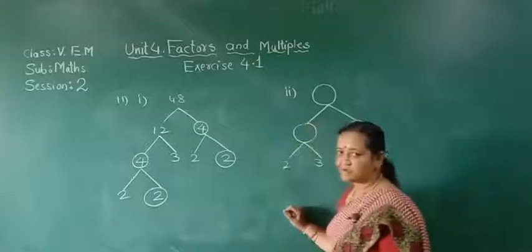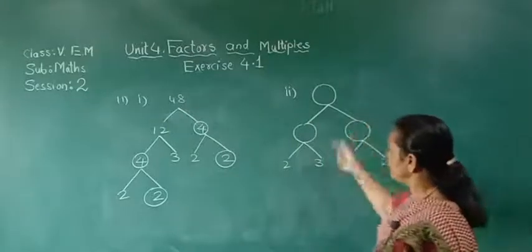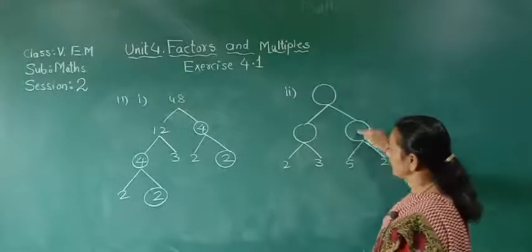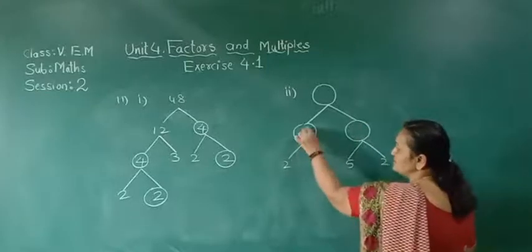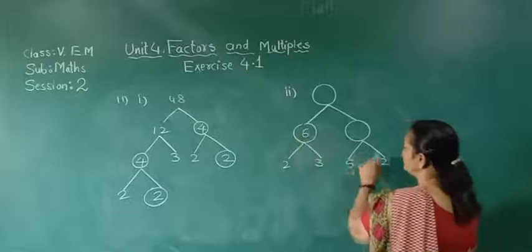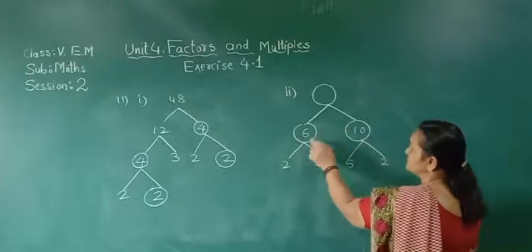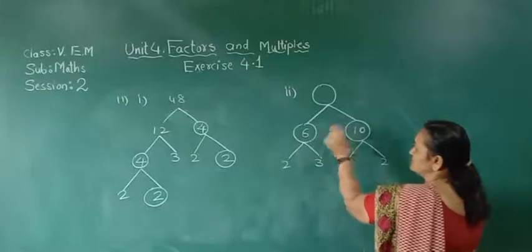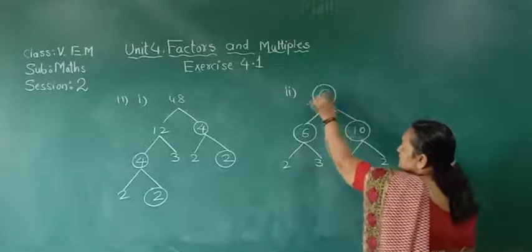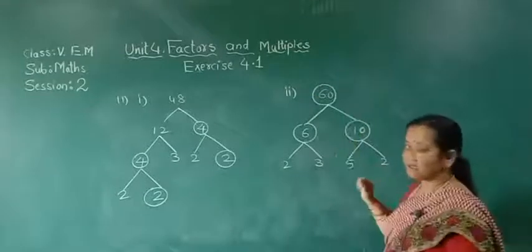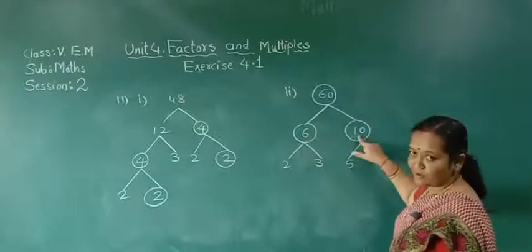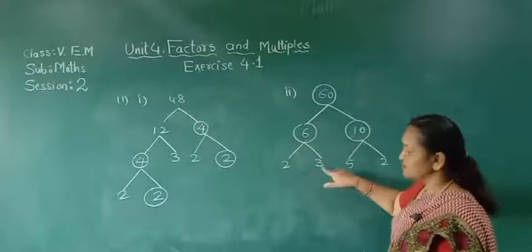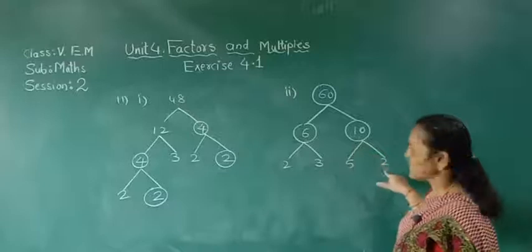This understood, children? Then here these terms are missing and here numbers are given. So what should we do? 2 3s are 6, 5 2s are 10. Then 6 10s are 60. This understood, children? So the number is 60. If you split, 6 10s are 60, then this 6 is 2 3s and this 10 is 5 2s.